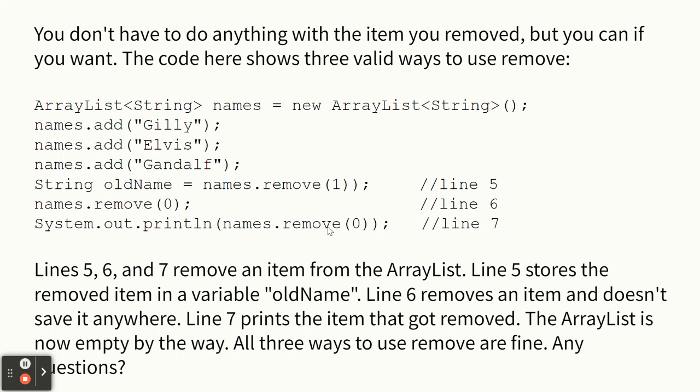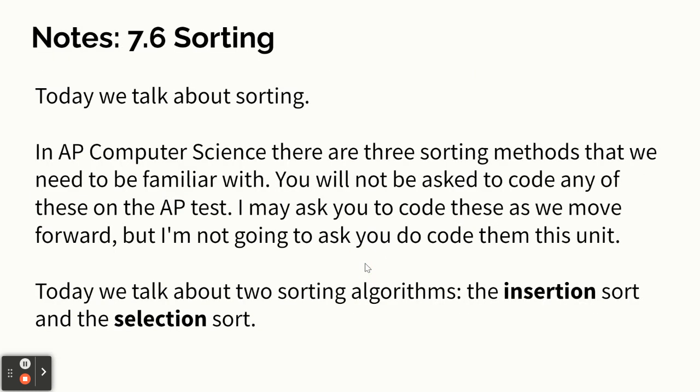This String oldName equals names.remove(1). Are you basically assigning String oldName to that variable remove? I'm setting the variable oldName to be equal to what was at index 1. Yeah. And then index 1 is removed. Cool. Yeah. That again also shows up, I think, on the AP Classroom.